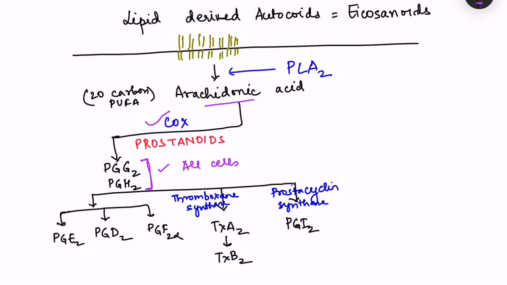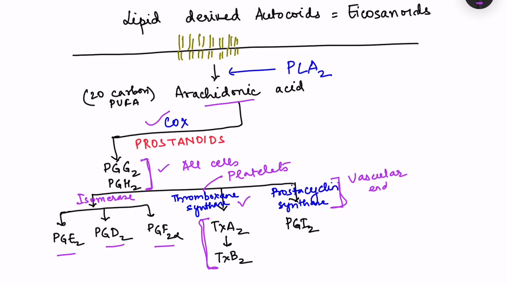different other prostanoids are produced. These enzymes include isomerase, which will lead to production of PGE2, D2 and F2 alpha. Then we have thromboxane synthase, which is present in platelets, and this will lead to production of thromboxane A2 and thromboxane B2. And then we have prostacyclin synthase, which is present in vascular endothelium, and this leads to production of prostaglandin I2.